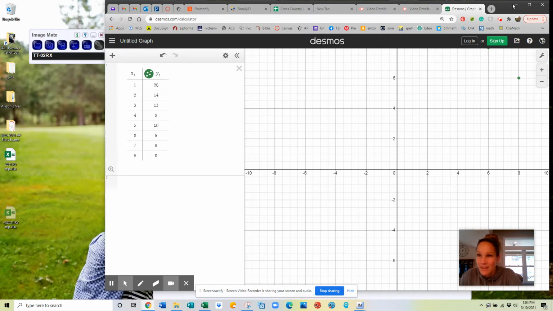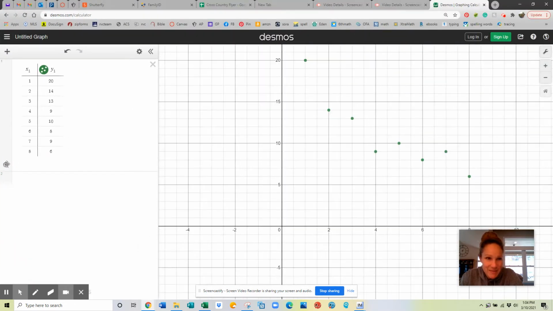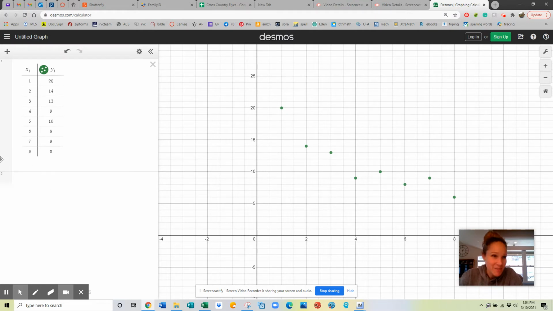Oh, it's hiding over here. Oops, there we go. Okay, there's the Zoom Plus. It wasn't showing up for some reason for a while.